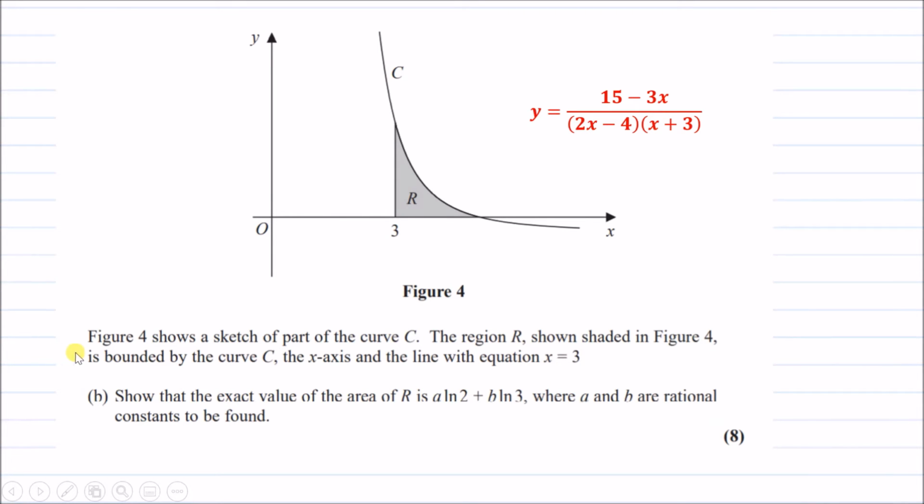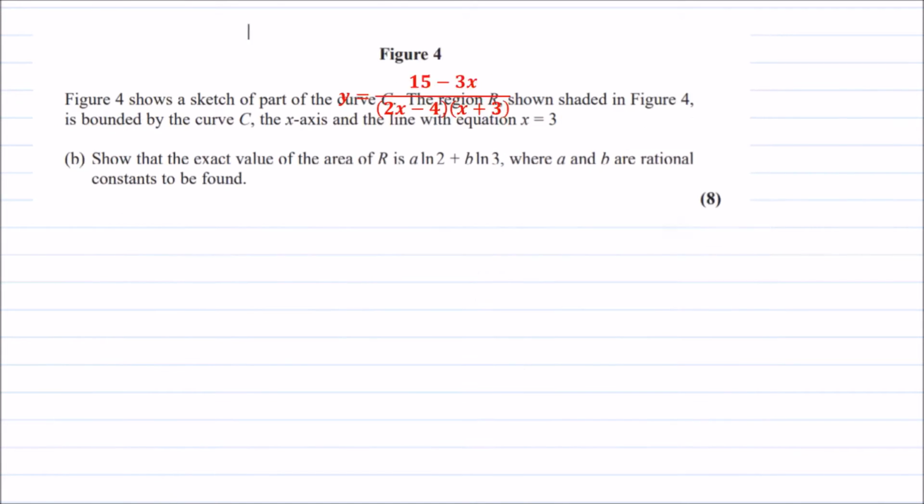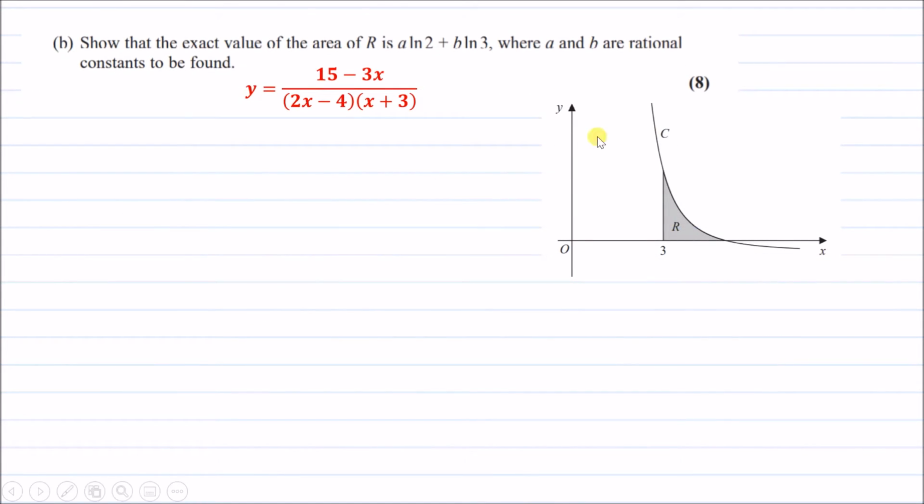So for the next part, it says, figure 4 shows a sketch of part of a curve C. Now, the region R, so this area here, shaded in figure 4, is bounded by the curve C, the x-axis and the line of equation x equals 3. So here's your line of equation 3, your x-axis, and it cuts at some limit here. So let's just call this one u or something, some upper limit. Show that the exact value of the area of R is a ln 2 plus b ln 3, where a and b are rational constants to be found. Rational constants probably means fractions or stuff like that, not necessarily whole numbers.